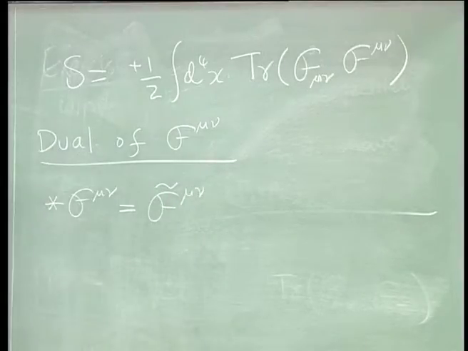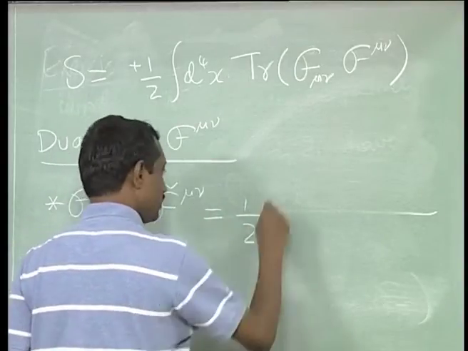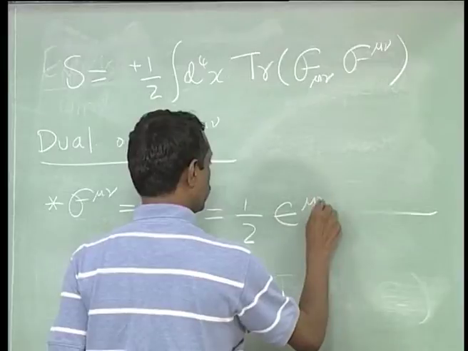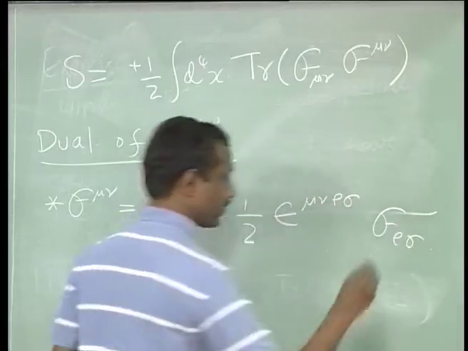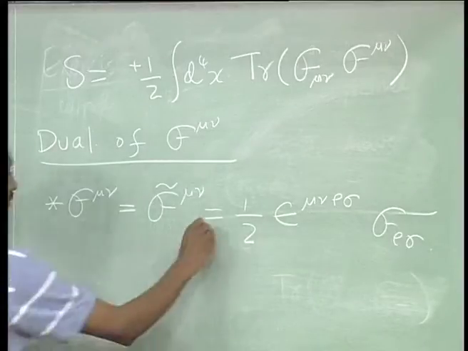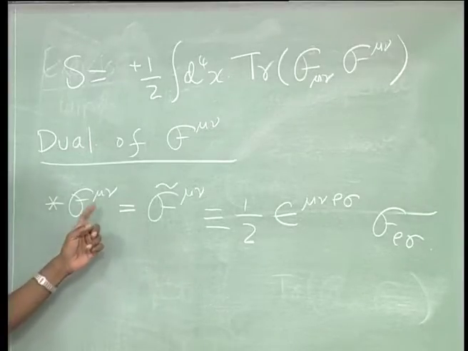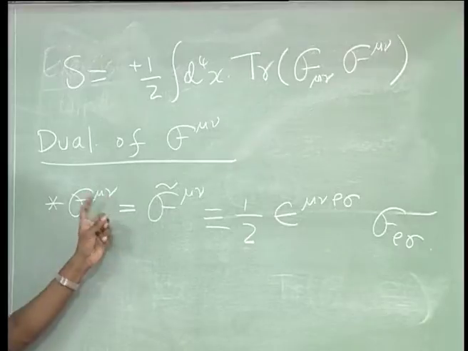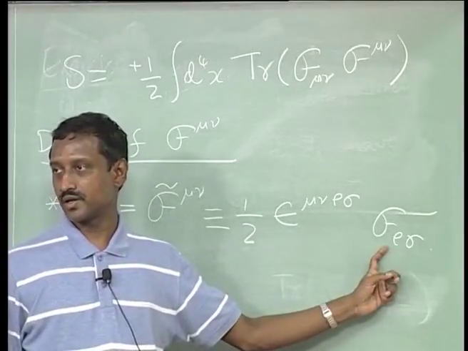I keep switching back and forth. Okay, so this is nice for people who are comfortable with the form notation, and this is just defined to be half epsilon mu nu rho sigma f rho sigma. This is a definition. Okay, and you can see easily that if I take, for instance, electric field would be the f 0 i component, and because of this that will go to the i j of the other way.